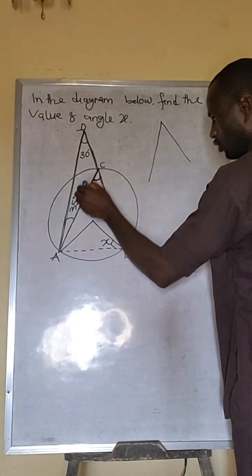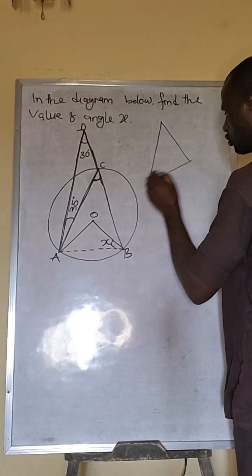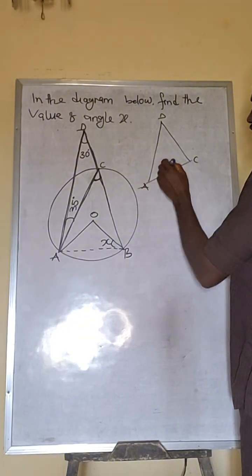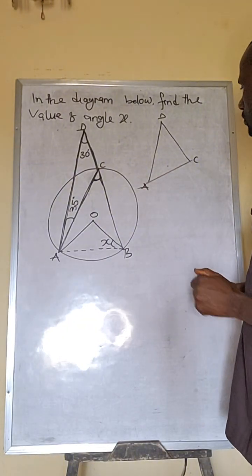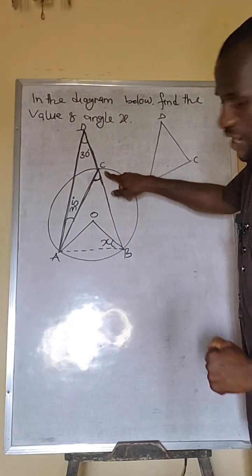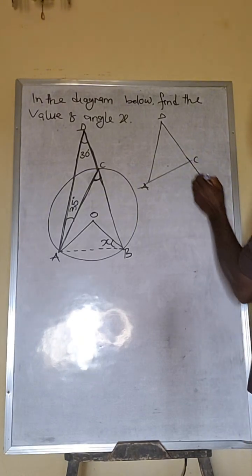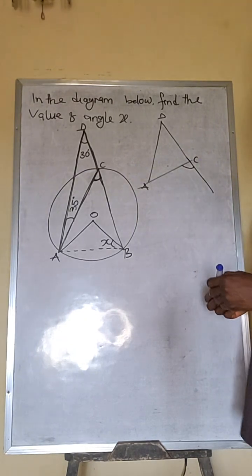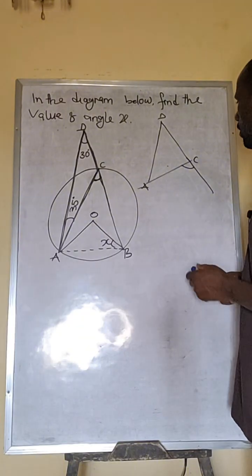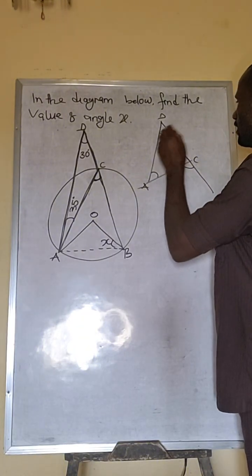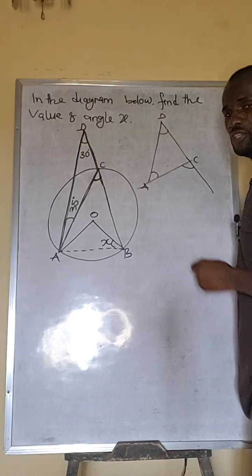And then from C, it goes back to A. This is D, this is C, and this is A. This gives us what? A triangle. But we have a line drawn downward from C. So this angle, we call it the exterior angle. Okay? Then we have this angle and this angle, that's angle A and angle D.